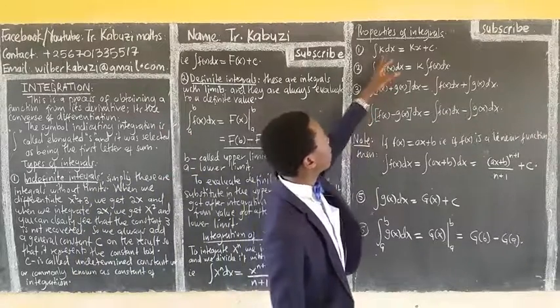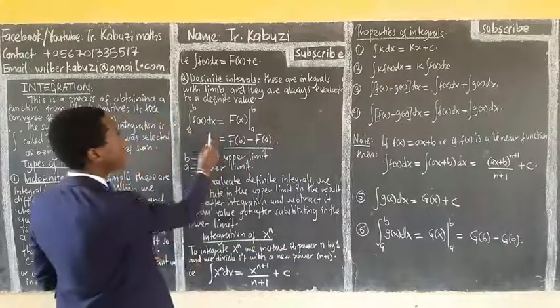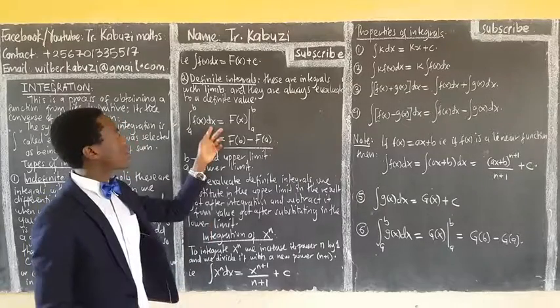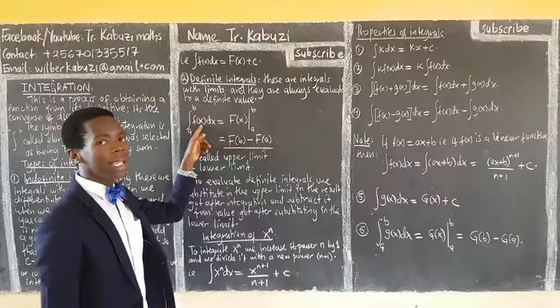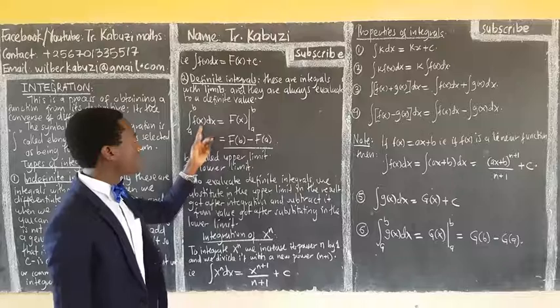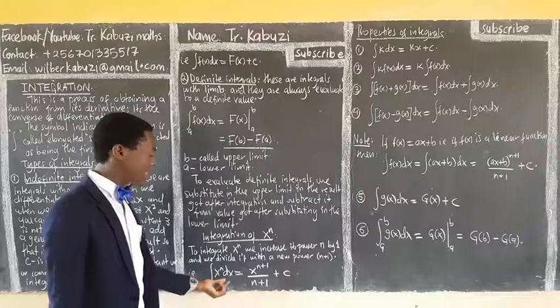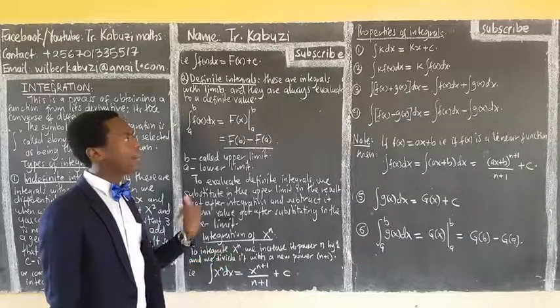If we have these functions, we always have this. Whenever I see the x, it means that this function is in terms of x. It's a function of x. This can change, it can be t. When you see the t, it means the function is in terms of t. Theta, in terms of theta.